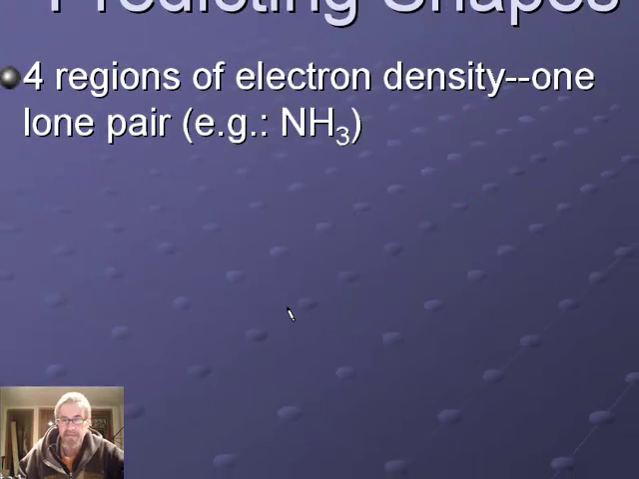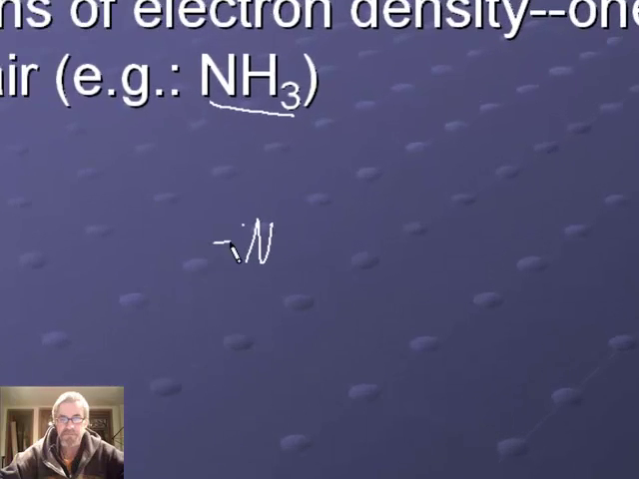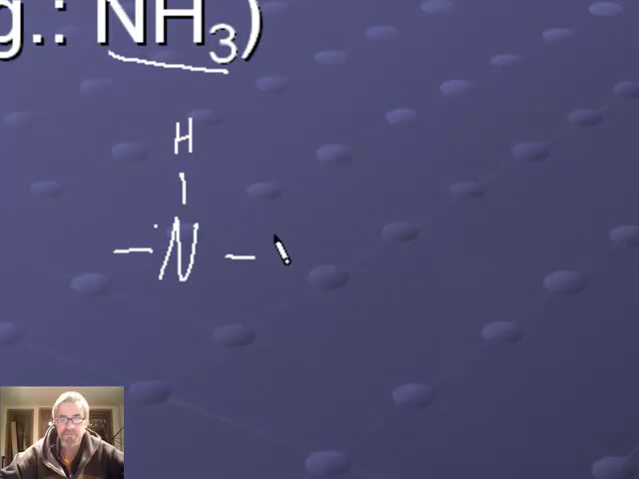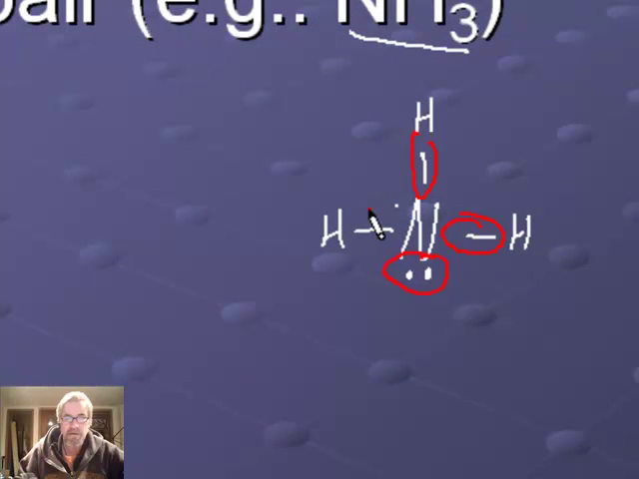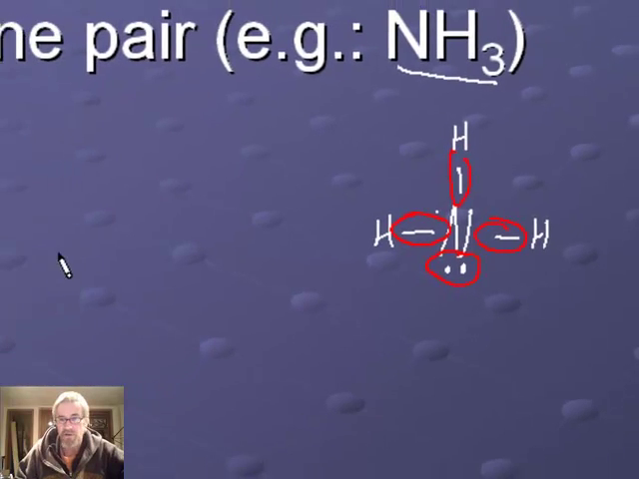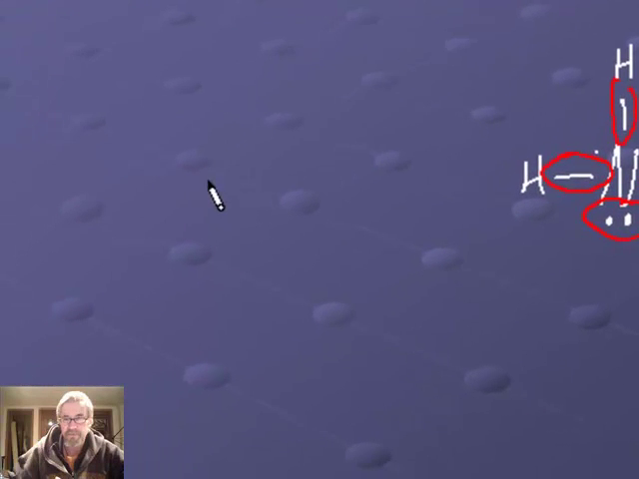Four regions of electron density when one of them is a lone pair. Ammonia is an example of that. If you draw the Lewis structure for ammonia, this is what you end up with. Looking at the central nitrogen atom, you have four regions of electron density. There's a lone pair, and then there are three bonds. Four regions of electron density always arrange themselves in that tetrahedral shape. So here's my central nitrogen. I'm going to put the lone pair up here.